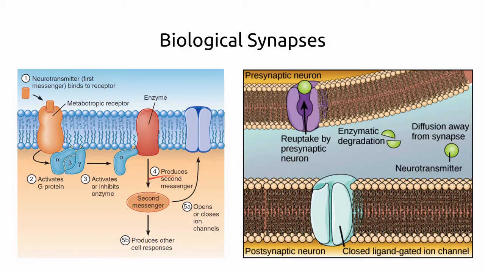Now, these second messengers can also have other effects within the neuron. So it's not necessarily just opening and closing the ion channels with the metabotropic receptors. And dopamine, serotonin, norepinephrine, and acetylcholine can bind to metabotropic receptors.